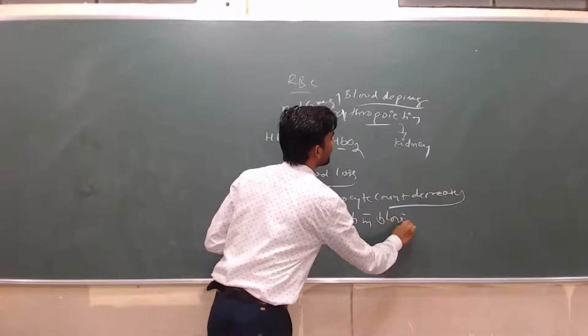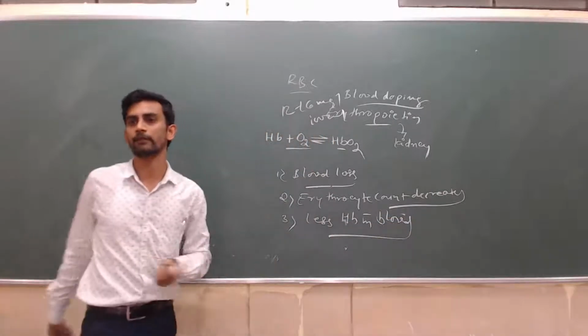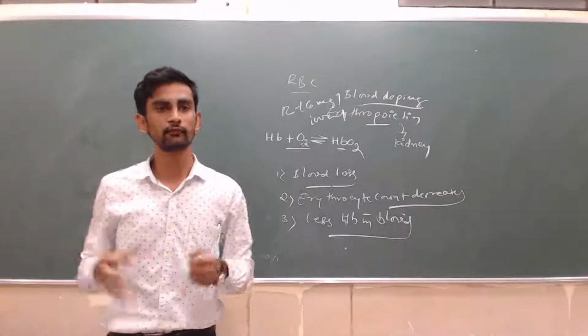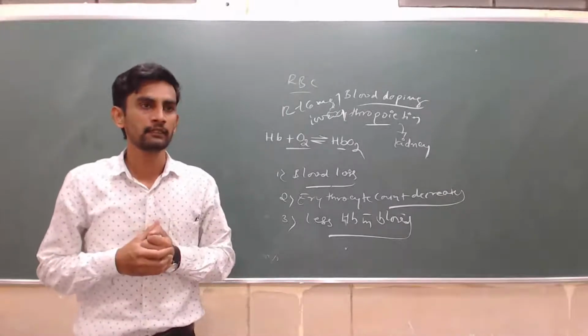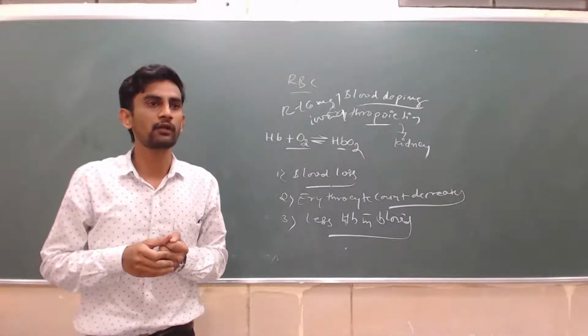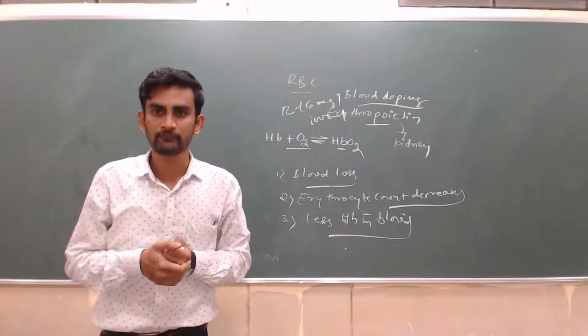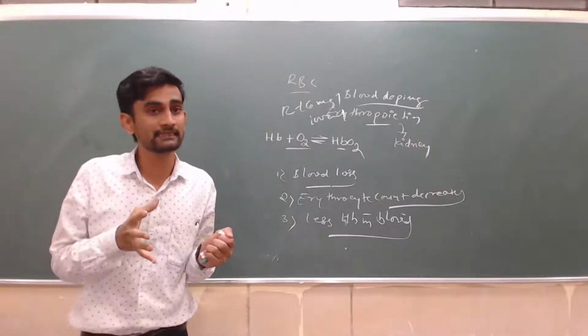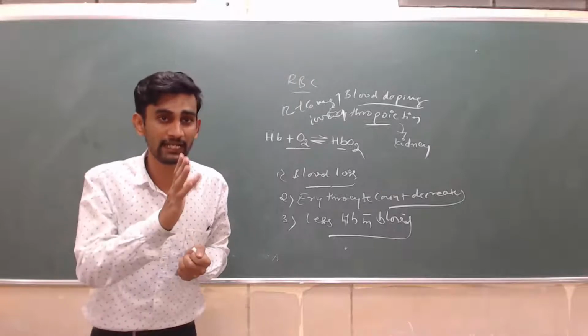Less Hb in blood may also cause this anemia. So all these are the three different reasons why a person will become anemic. One common type of anemia is called hemolytic anemia. Hemolytic anemia means heme means blood, lytic means breakdown.